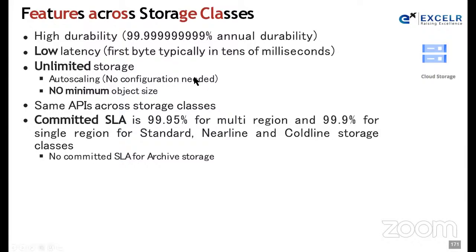You need to use the same APIs across various storage classes. There is a committed SLA, which is a service level agreement, and if that SLA is breached, then GCP is liable to pay some kind of compensation. There is no committed SLA for the archive storage. So remember that: once you store the data, the archive storage will not have any SLA.